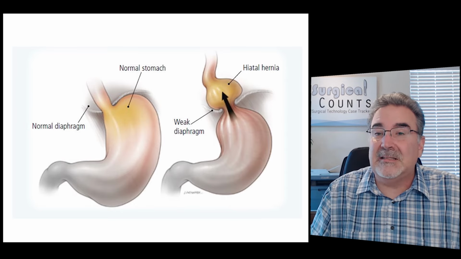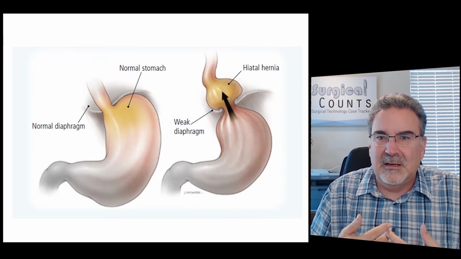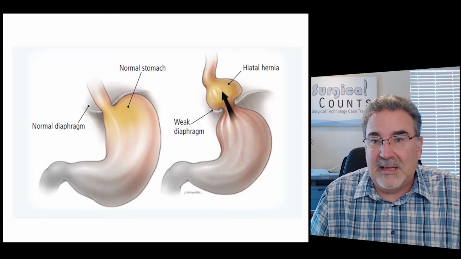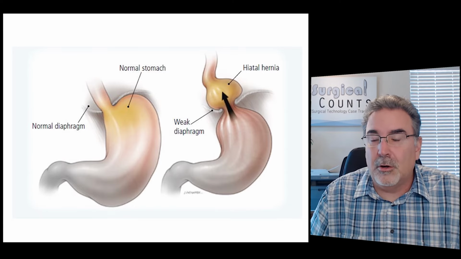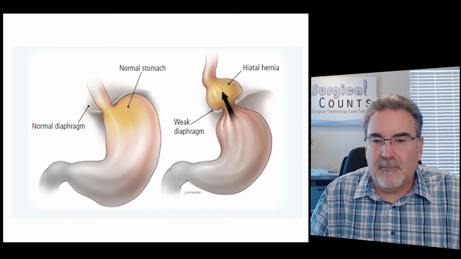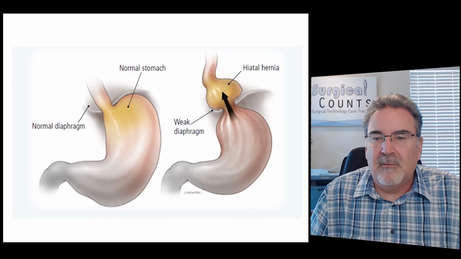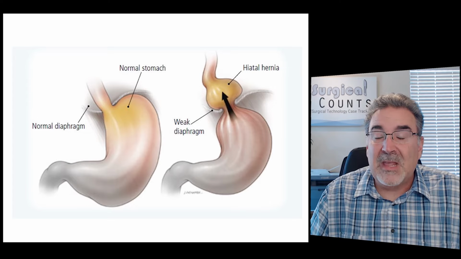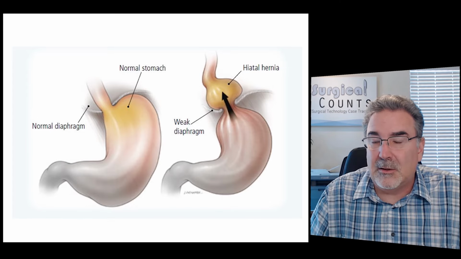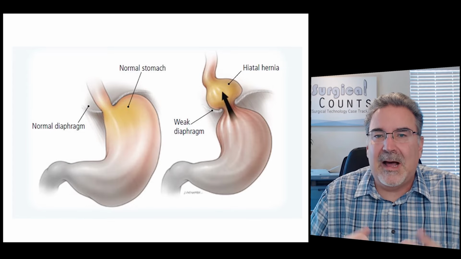So if you get acid back into your esophagus, it's going to burn, it's going to hurt, and that's called heartburn or GERD. GERD is the fancier term for a continuous heartburn situation where acid from the stomach flows up into the esophagus. And one of the things that can cause this is something called a hiatal hernia.